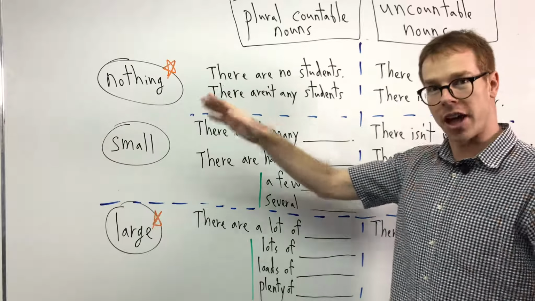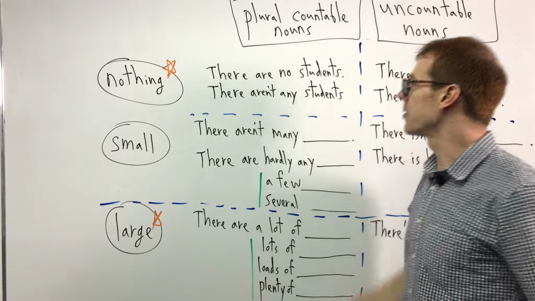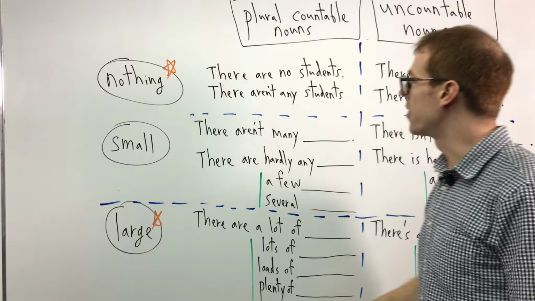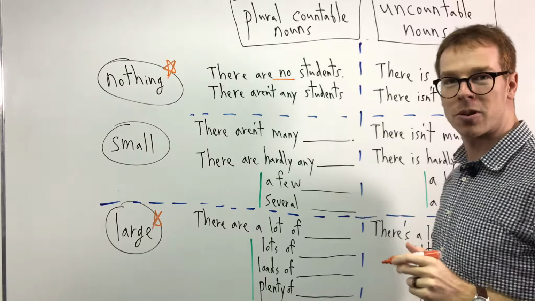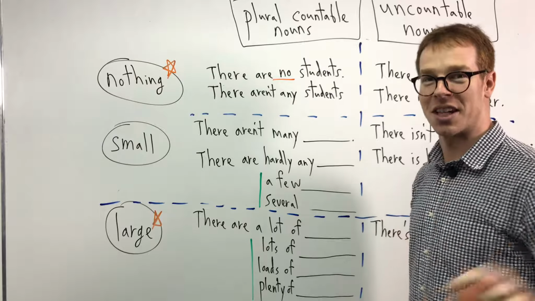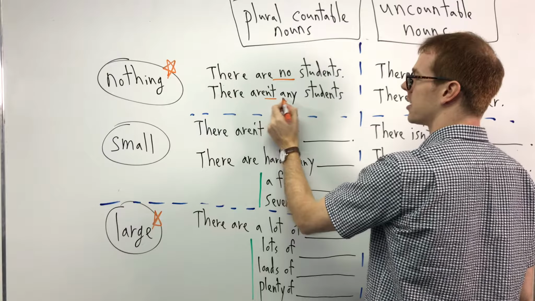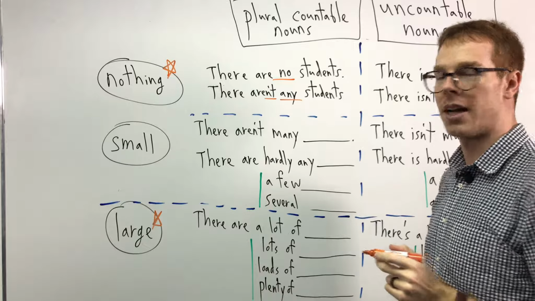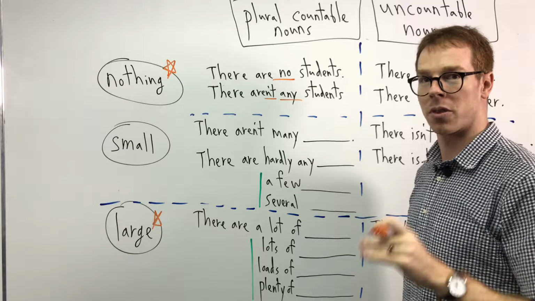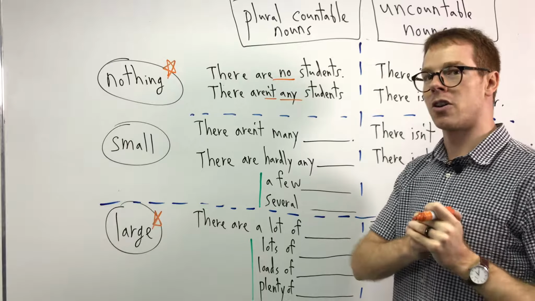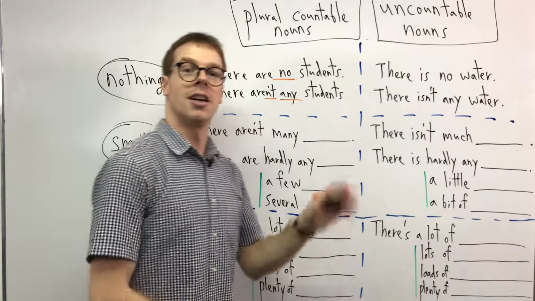We have nothing. If you have zero of something, we can say there are no students. This would be very bad for a school. We have no students. There are no students, not any. We can also say there aren't any students. We can use the negative form. There aren't any, there are no, means the same thing. You can use both to mean zero. There are no students.